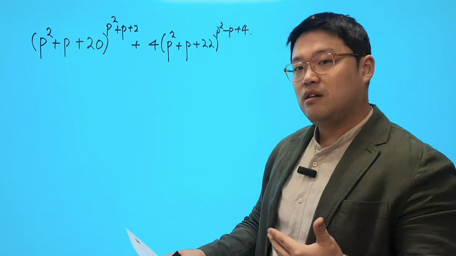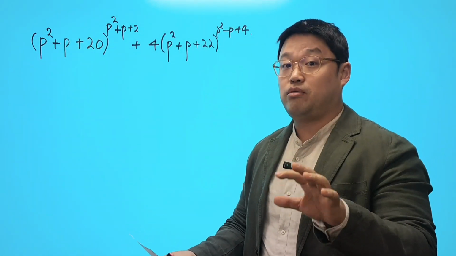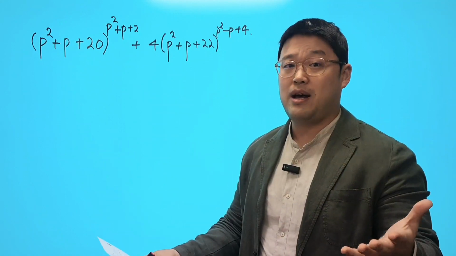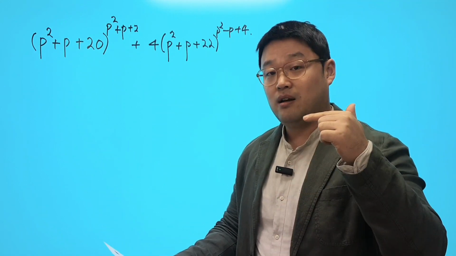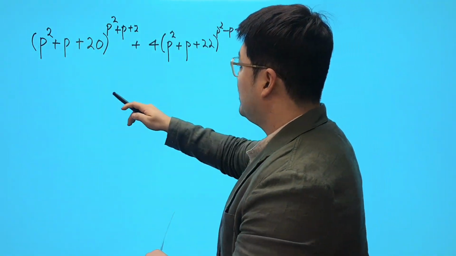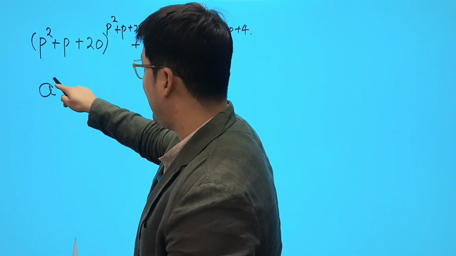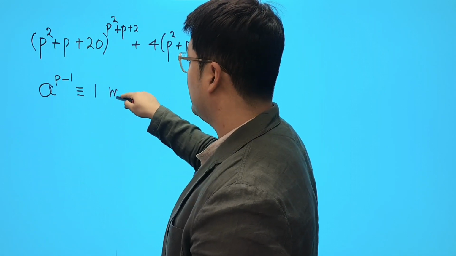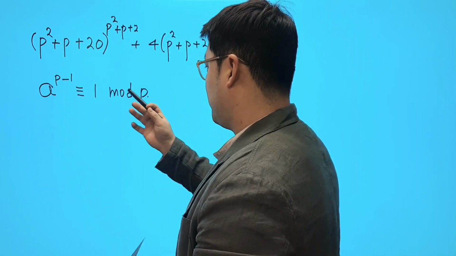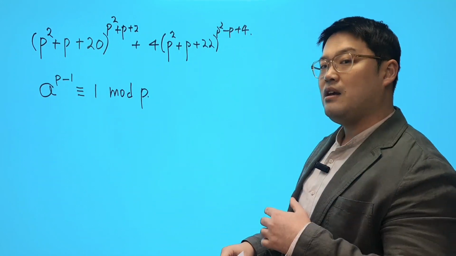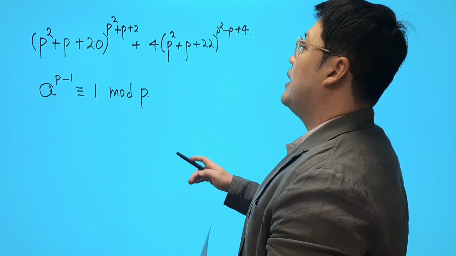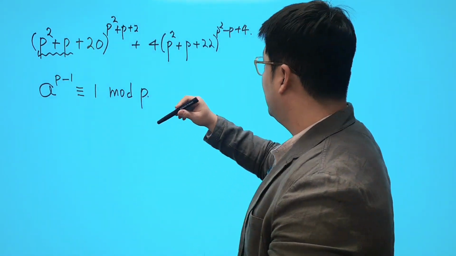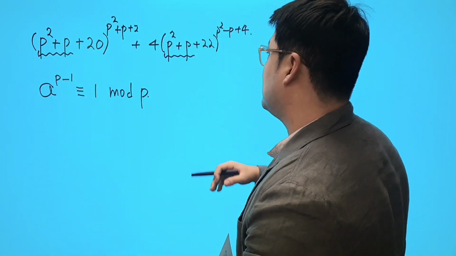According to Fermat's little theorem, anything that is relatively prime to p, raised to the power of p minus 1, results in 1 mod p. So a to the power p minus 1 is going to be 1 mod p for sure. Of course, we need to make sure that a and p are relatively prime. What do we know about this? p squared plus p is a multiple of p, and you can check that this is also a multiple of p as well.